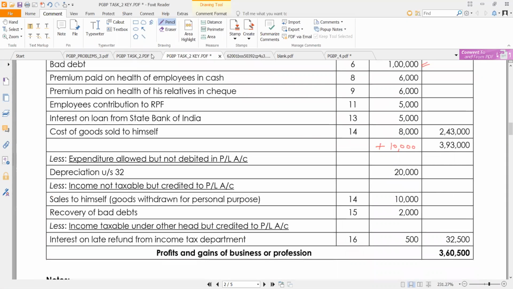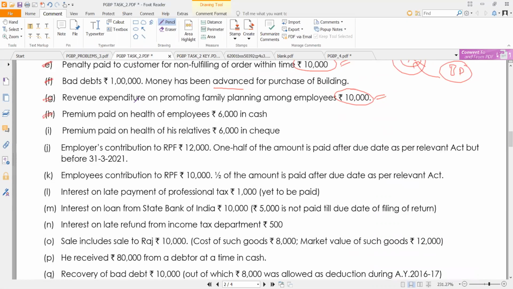Interpretation was wrong there. So 36 clearly says expenditure on promoting family planning among employees is deductible only for companies. That has to be interpreted like this also. That means that expenditure is not available as deduction for other people other than companies. But it is not expressly stated in 36. That is the meaning of it. So a liberal interpretation will say, I can apply 37. Again, I'm repeating, I would not support that 37 application here.